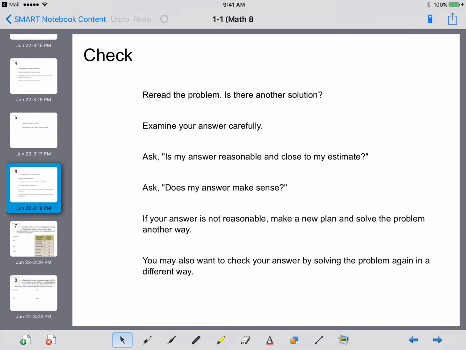Like I said earlier, does my answer make sense? Am I making a positive amount of money? I shouldn't be losing money, so it should be a positive number, not a negative number, whatever that may be. If your answer is not reasonable, we're going to have to make a new plan and solve the problem another way. So we'll have to go back to that plan step again and start over. A lot of times we're circling back to the plan if whatever happens doesn't work out. And then we may also want to check our answer by solving the problem again using a different way, just so that we're confident in whatever our answer may be.